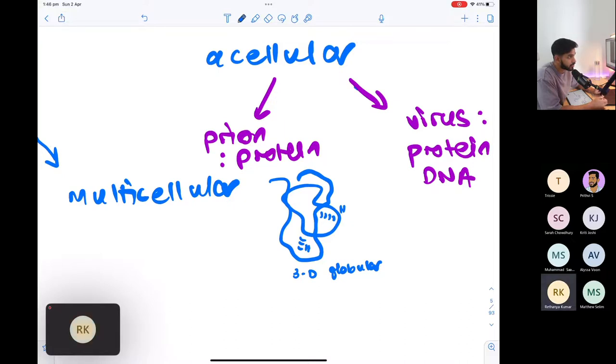Is it quaternary? Can't hear you, Rithanya, a bit louder. Quaternary. Sorry, what was that? Can't hear you too well. It's a bit quiet. Trissy, can you help her out? What level of protein structure is this?